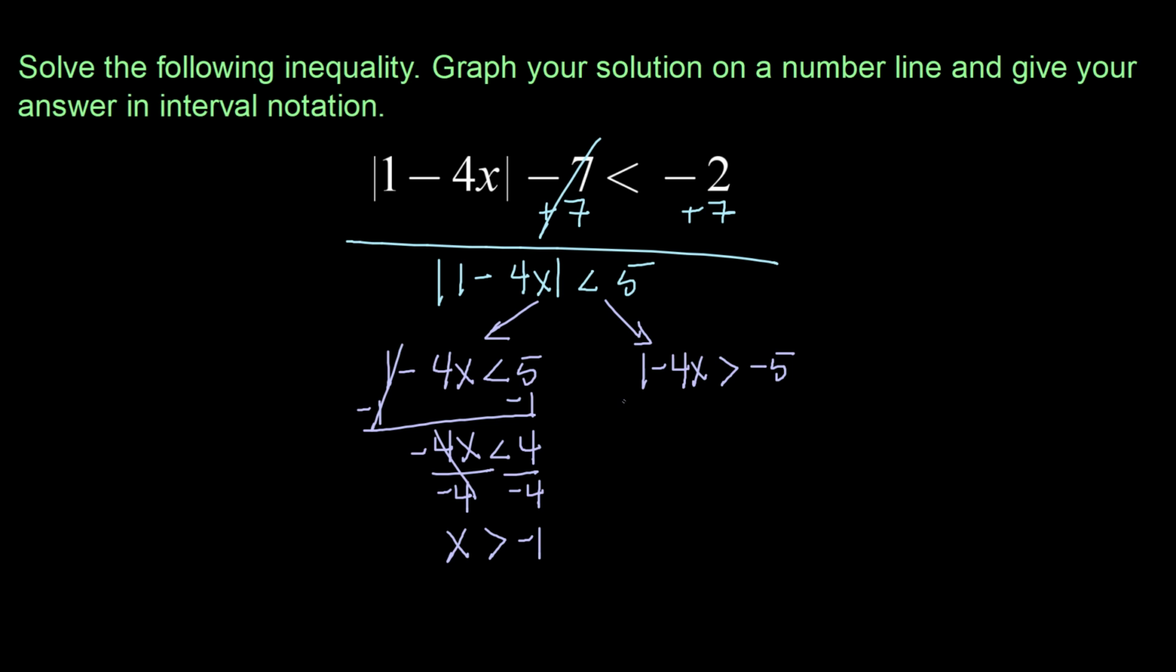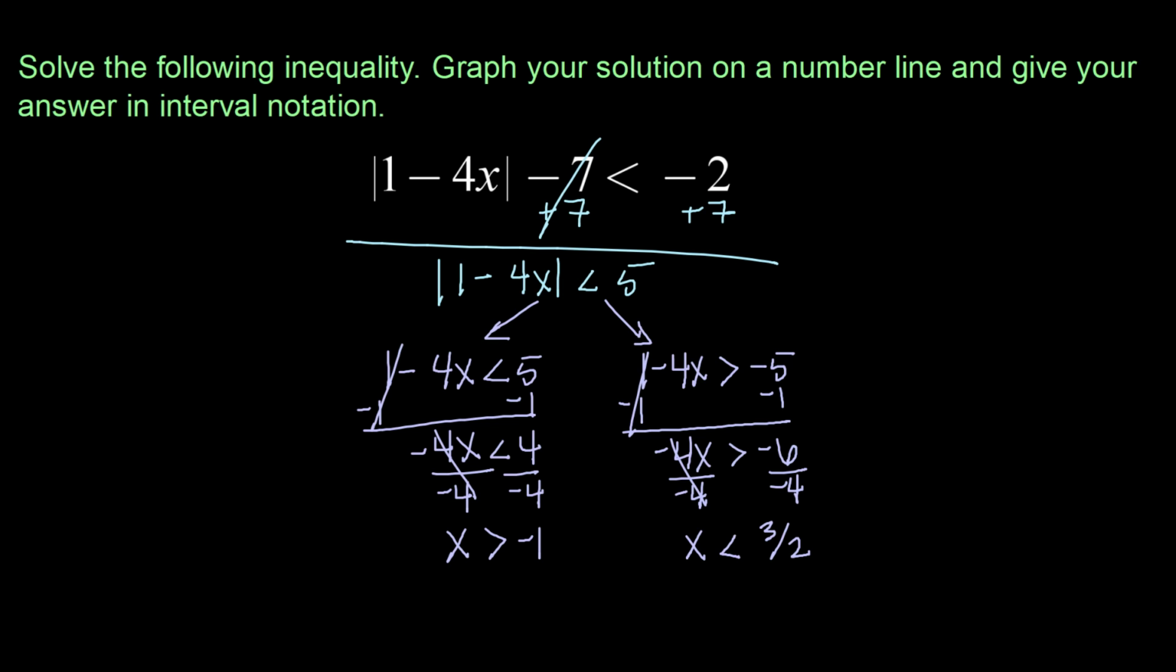Bouncing over to my other one, subtracting 1, I have negative 4x is greater than negative 6. And dividing by negative 4, once again, that has me flipping my symbol, so x is less than positive 3/2.